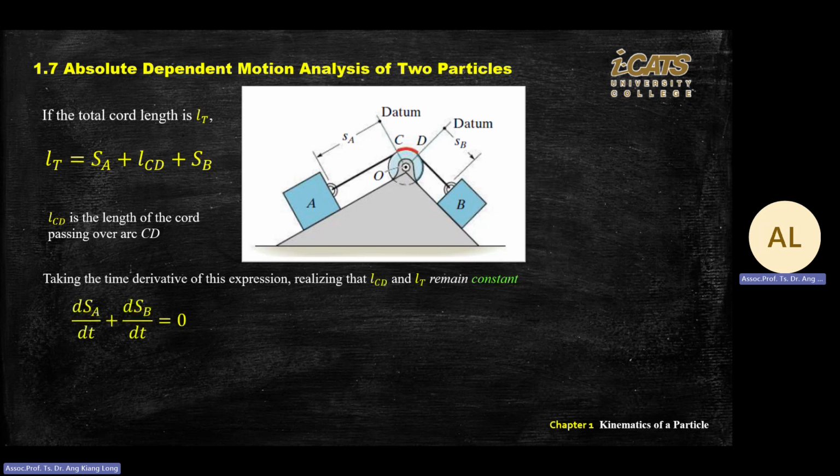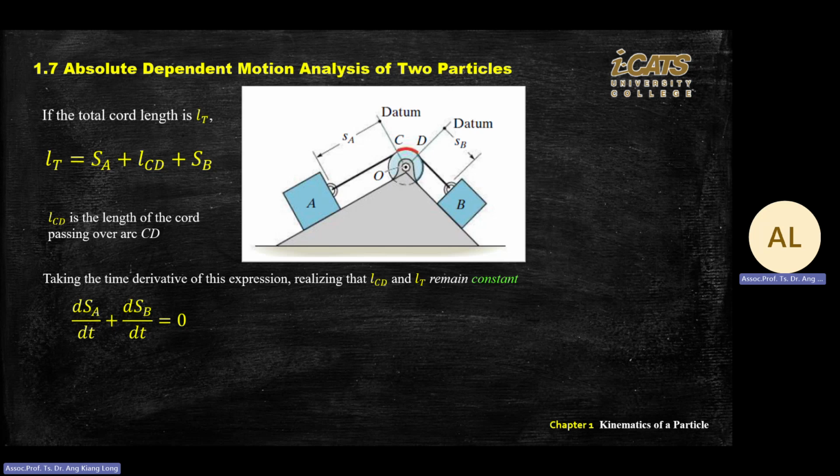So, if we time differentiate this equation, meaning dL/dt, we get dSA/dt plus dLCD/dt plus dSB/dt. We know that dLCD/dt is 0 because it doesn't change over time. We can cancel it. We arrive at this equation.